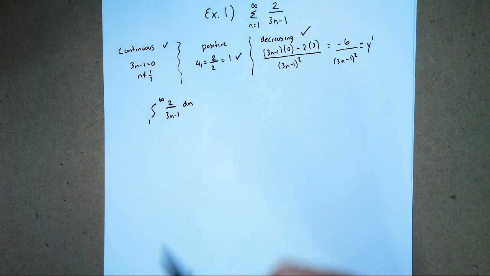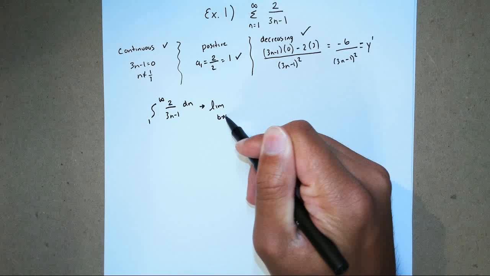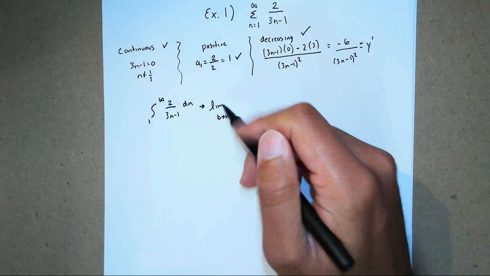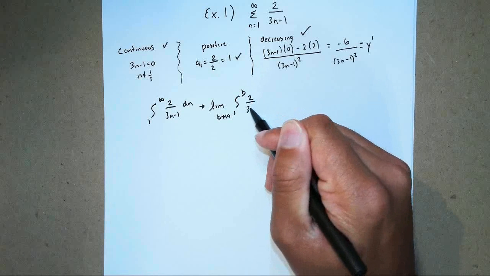So I have to rewrite this. That's going to be the limit as b goes to infinity. The reason I use b is because remember, this is from a to b and I'm changing the upper bound: the integral from 1 to b of 2 over 3n minus 1 dn.